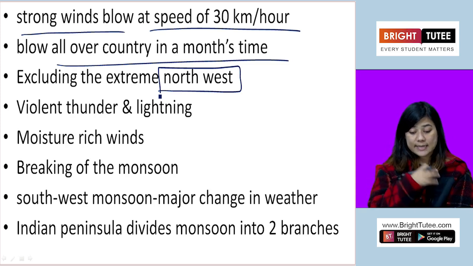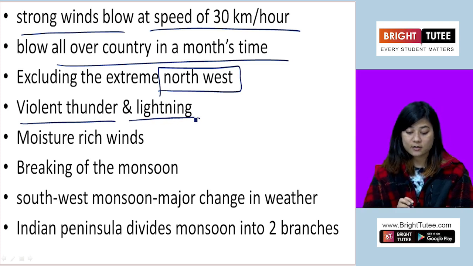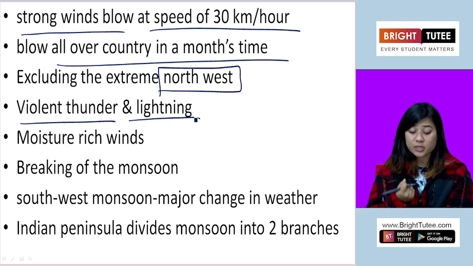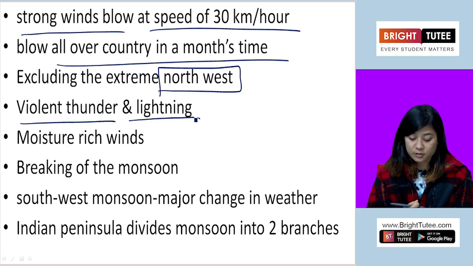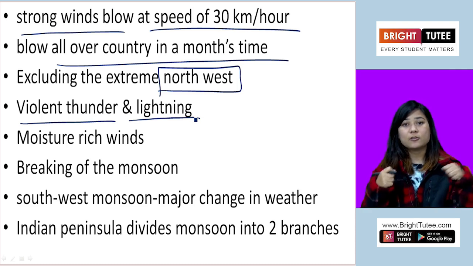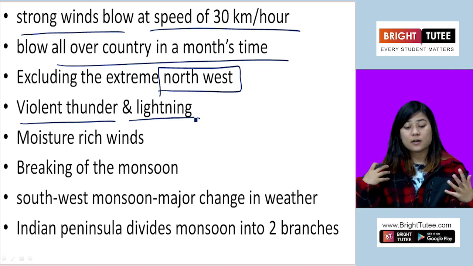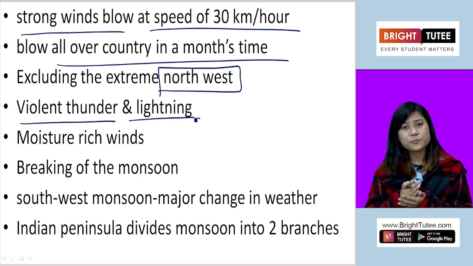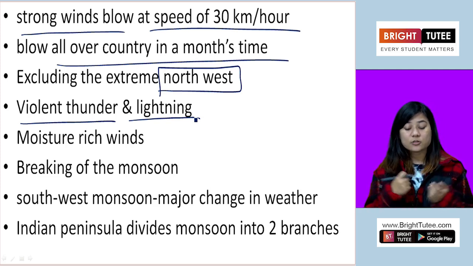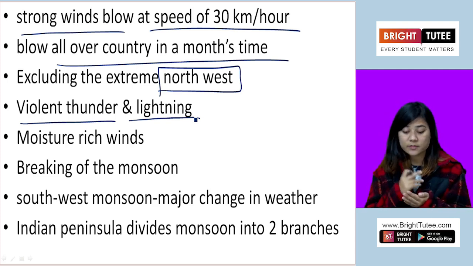And it causes violent thunder and lightning. But along with causing thunder and lightning, it is moisture laden. It carries moisture. So with that, it has moisture, and then it causes violent thunder and lightning, because this is a trade wind. Winds are strong, steady winds, right? So this wind causes rainfall, thunder as well as lightning.